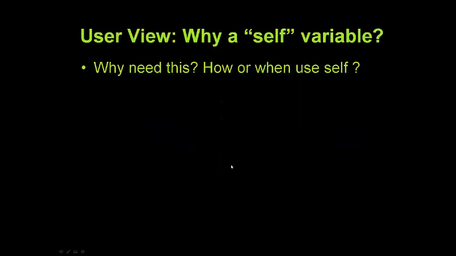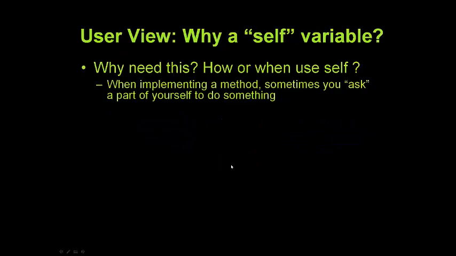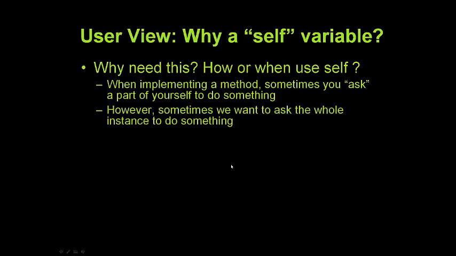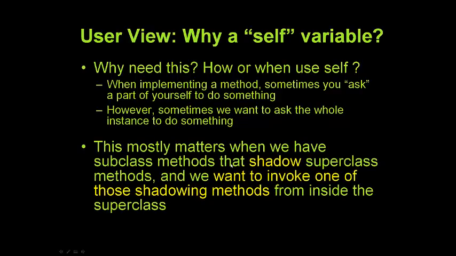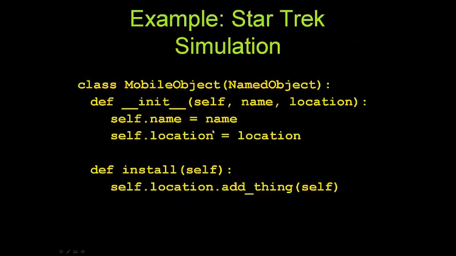Why do you need this self? Well, it turns out that when implementing a method, you sometimes need to ask the part yourself to do something, and sometimes you need to ask the whole object to do something. The reason why you need to use self is when you actually have what you call shadowing. That means the subclass has a method that has the same name as the superclass. We will be talking about this in the REST station, an example in the REST station, so that should be fine. Now next, let's look at the MobileObject.